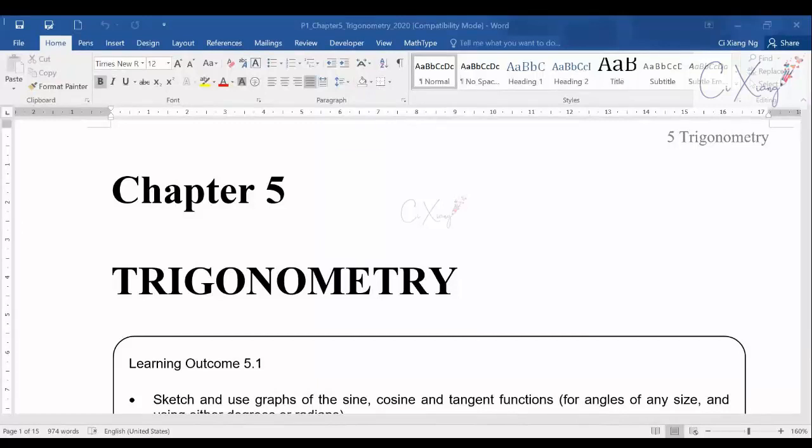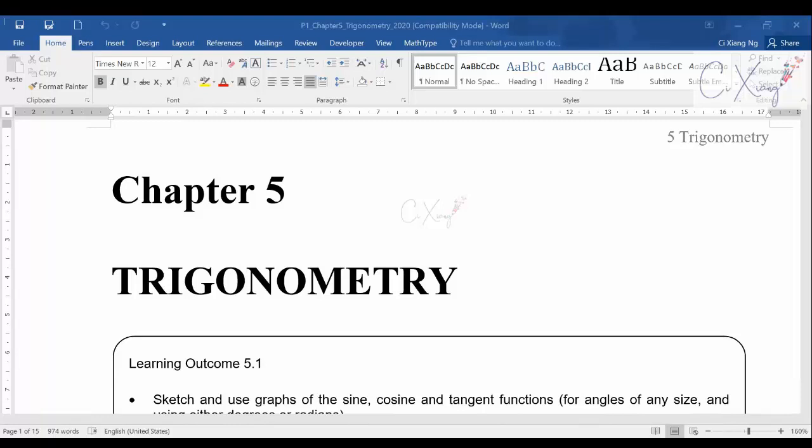Okay, so for today's video, we are going to discuss chapter 5, which covers the trigonometry part. This is the AS syllabus, and for the A2 syllabus, there's another chapter talking about trigonometry as well. All right, the AS syllabus that we are going to learn here is quite basic because it only covers the three very basic trigo functions, which are sine, cos, and tangent.